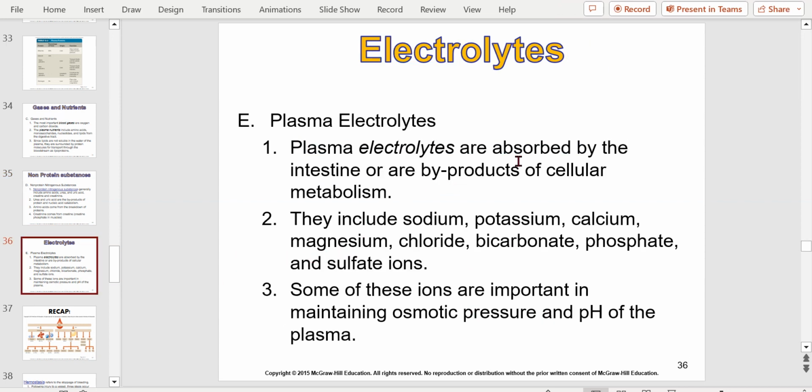Plasma electrolytes are absorbed by the intestine or are byproducts of cellular metabolism. They include sodium, potassium, calcium, magnesium, chloride, bicarbonate, phosphate, and sulfate ions. I didn't throw the chemistry in here, but you should be able to reproduce those. Bicarbonate is HCO3 minus, phosphate is PO4 minus 3. There are sulfate ions and different ones, calcium. So just know your ions, and if you have any trouble, ask me and we'll get those to you lickety split. Some of these ions are important in maintaining osmotic pressure and pH of the plasma.